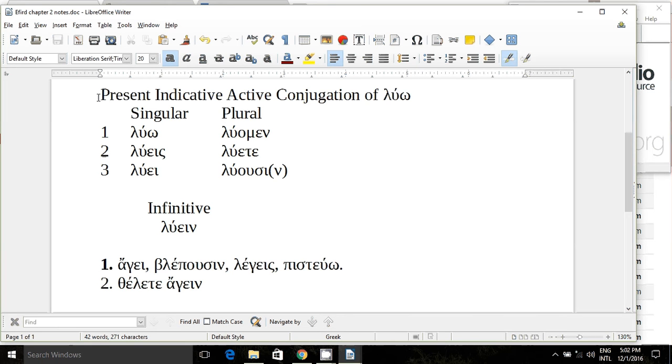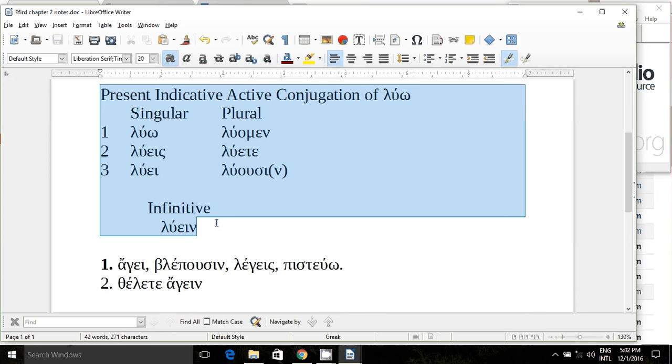So you want to make a flashcard that looks exactly like this. And you want to study that flashcard every day until you can reproduce this flashcard on a blank sheet of paper. Or until the point that if your mom comes in and shakes you awake at 2 o'clock in the morning and says, give me the present indicative active conjugation of luo, you can say, luo, lueis, luei, luomen, luete, luousi.